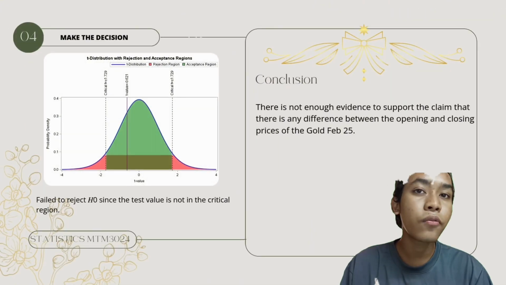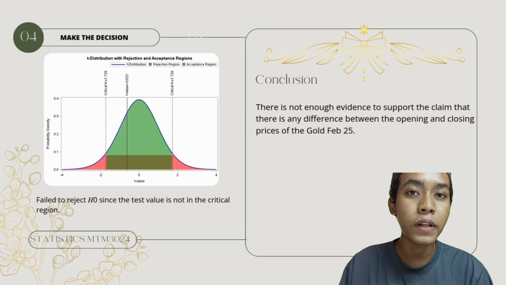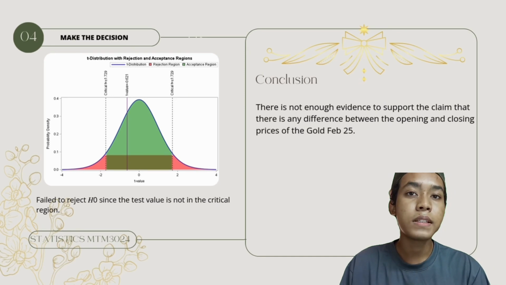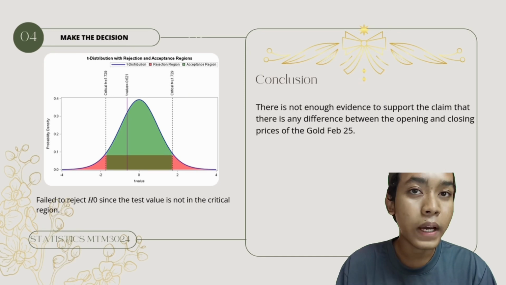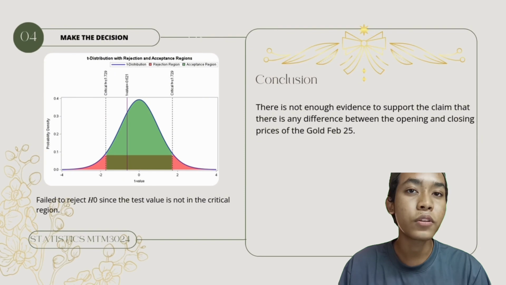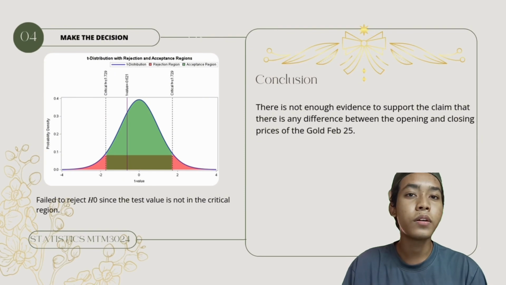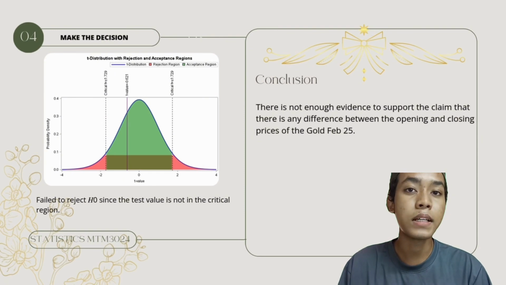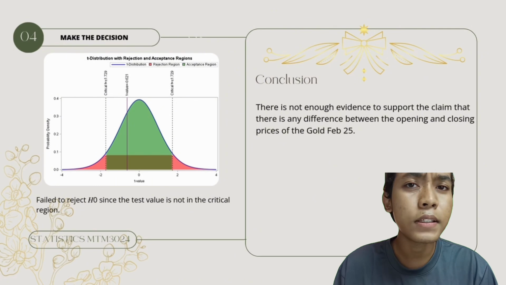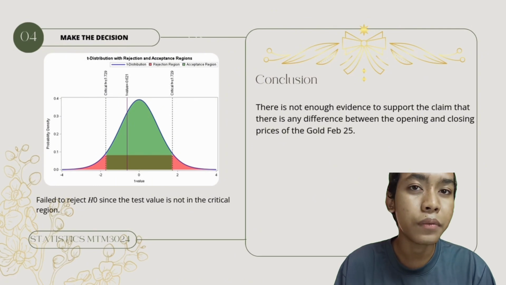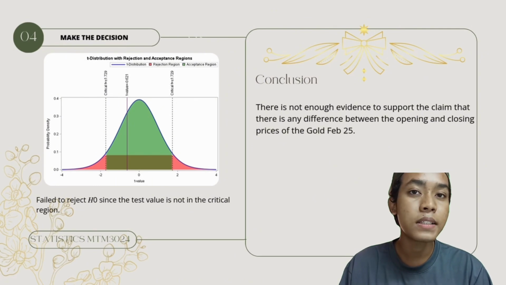Since this T value falls within the range of the critical values, which is negative 1.729 to 1.729, we fail to reject the null hypothesis. Thus, we conclude that there is no significant difference between the opening and closing prices at the 0.1 significance level.